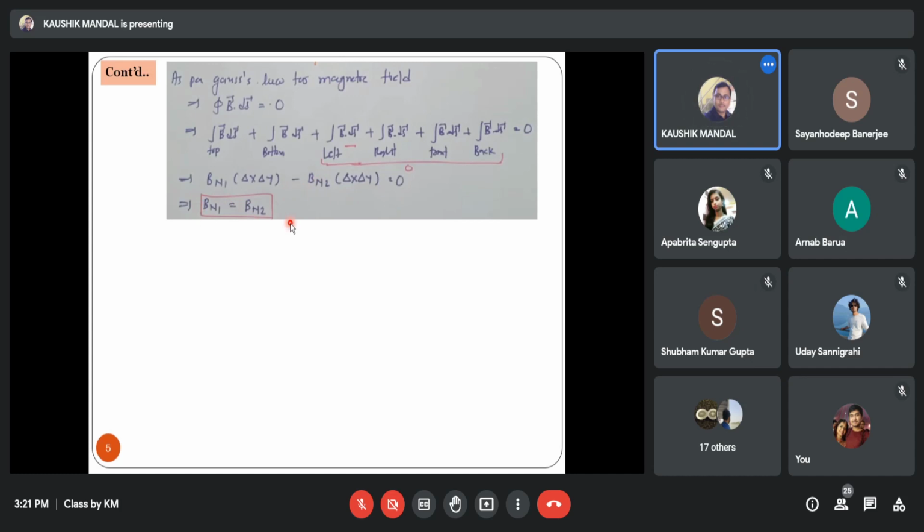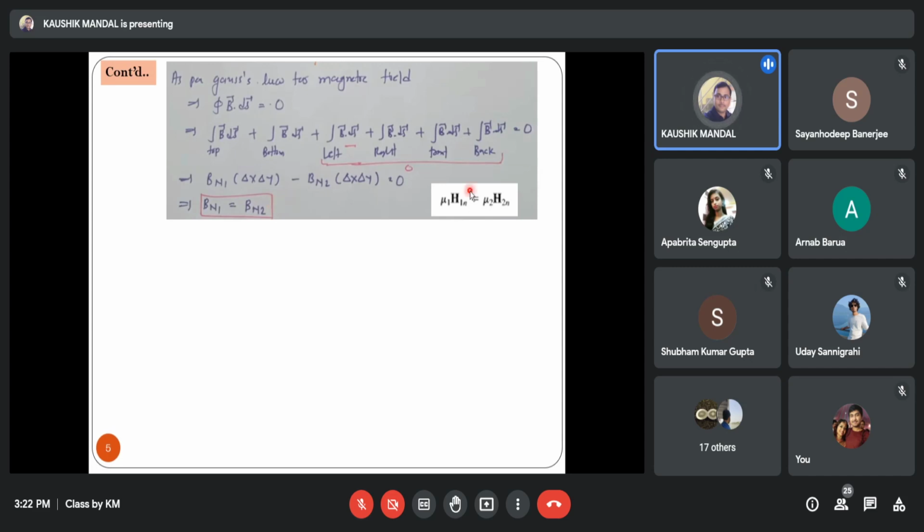That means if the magnetic field travels from one medium to another medium, there will be no change in the normal component of the magnetic field. Bn1 and Bn2 represent the magnetic flux density. They remain the same when the magnetic field passes from one medium to another medium.